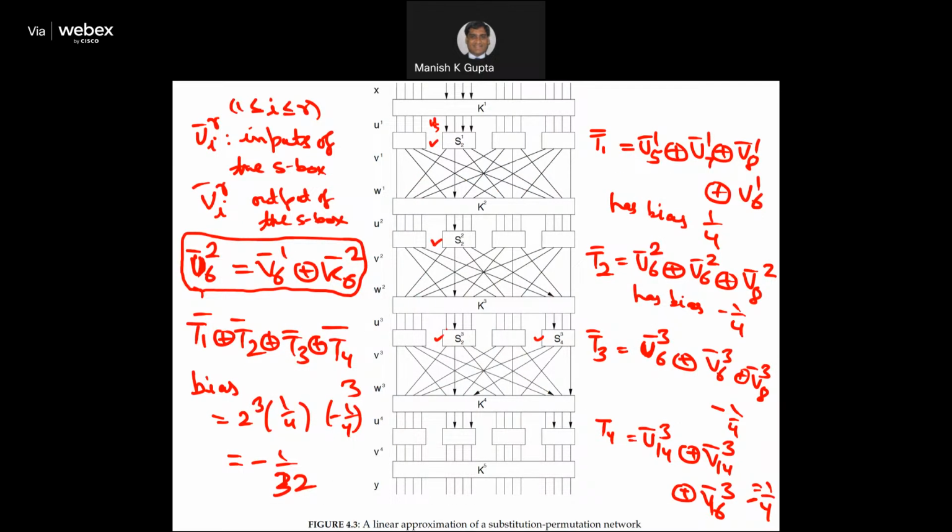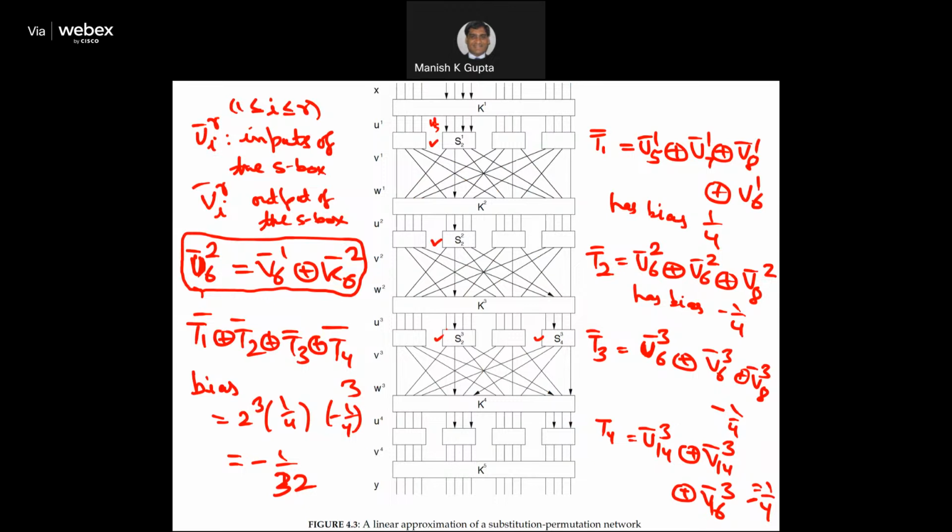Now we need to pay a little attention here. This is the linear approximation of the substitution permutation network. Out of 16 boxes, right now we are saying there is one box S21, another box S22, another box S23, and one box S43. These 4 boxes are used for the linear approximation. And then we'll try to compute the bias of these random variables.